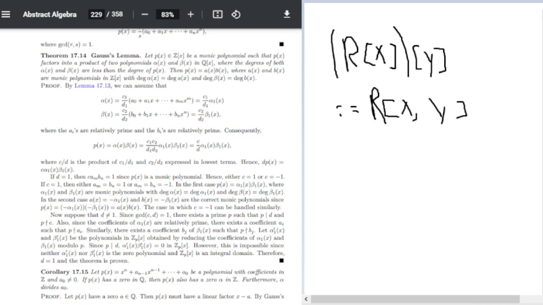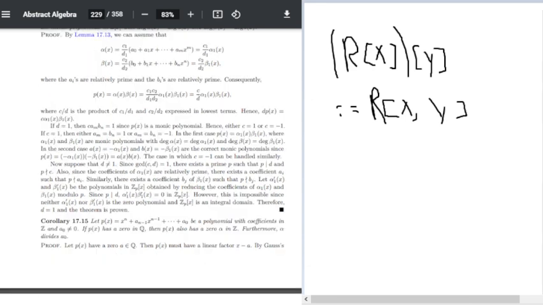Consequently, p of x is equal to alpha of x beta of x is equal to c1c2 over d1d2 alpha1 of x beta1 of x is equal to c over d alpha1 of x beta1 of x, where c over d is the product of c1 over d1 and c2 over d2 expressed in lowest terms. Hence, d p of x is equal to c alpha1 of x beta1 of x. That is definitely some notation right there.